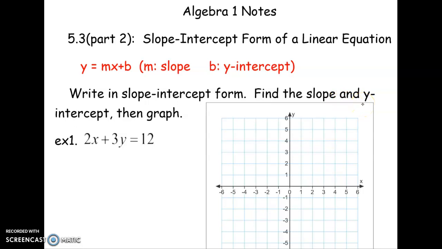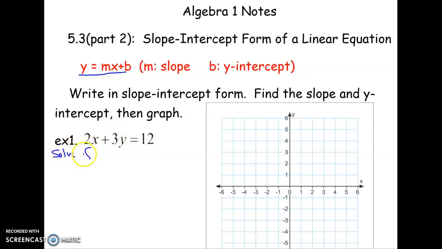So we're first going to write the equation in slope-intercept form, and then find the slope and the y-intercept, and then graph it. All right, so if we look at this one, it's a little bit different than the ones that we had in the previous section because those were already in the right form, y equals mx plus b. This one, we need to solve for y.